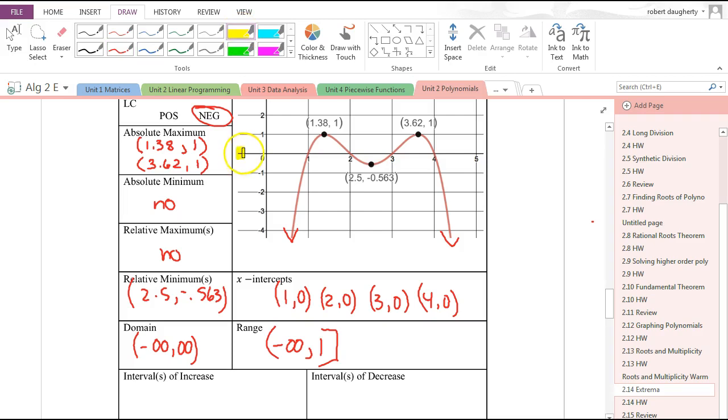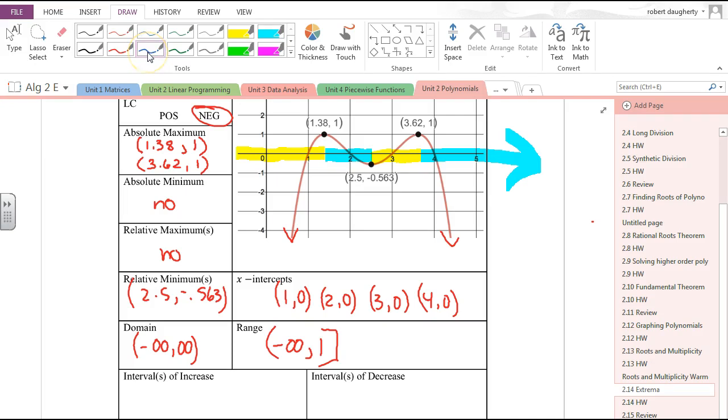I start traveling out at negative infinity. Am I increasing or decreasing as I go from left to right? I'm increasing. I do that until I get to whatever that point is, which is what? 1.38. And then what do I start to do after that? I decrease until I get to this point. Then what do I do? I increase until I get to this point. And then thereafter, I'm decreasing. Okay? How many intervals do you see there? I just marked off 4 intervals. I got 2 intervals of increase, 2 intervals of decrease.